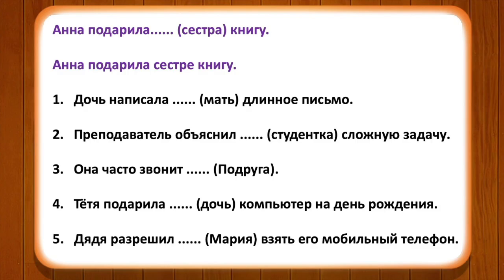Она часто звонит. Кому? Она часто звонит подруге. Тетя подарила дочери компьютер на день рождения. Дядя разрешил кому? Марии. Дядя разрешил Марии взять его мобильный телефон. So, here we have seen different cases of the feminine singular nouns in dative being changed as per the rules of the grammar we have learned in this module. But we have to remember a few things in order to use the dative properly.